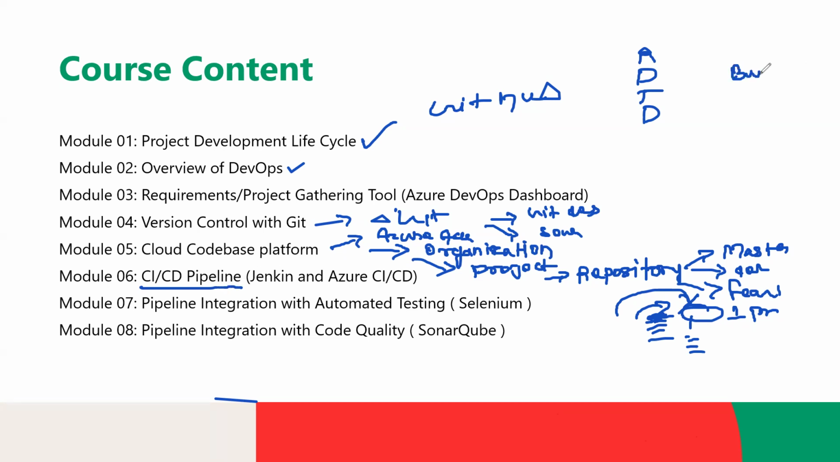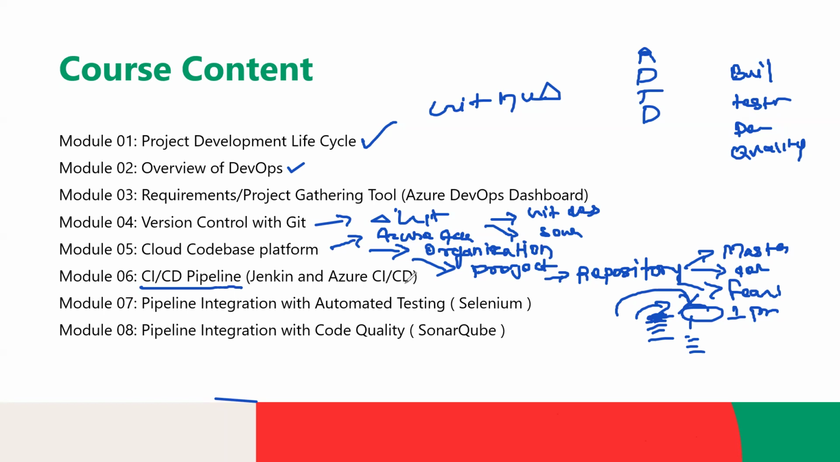That will be build, testing, then deployment, code quality review. All those things you will automate by using this CI/CD pipeline. So here we will cover Jenkins CI/CD pipeline and Azure CI/CD pipeline also.